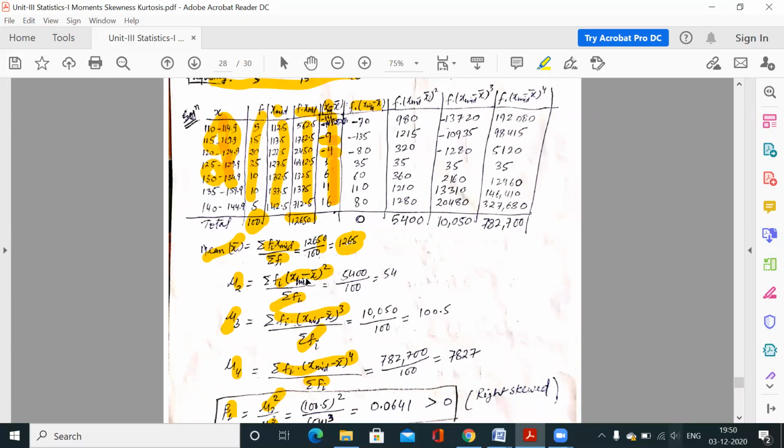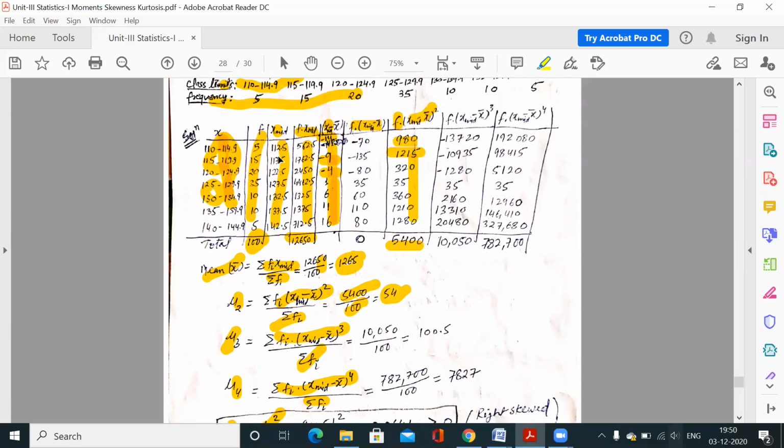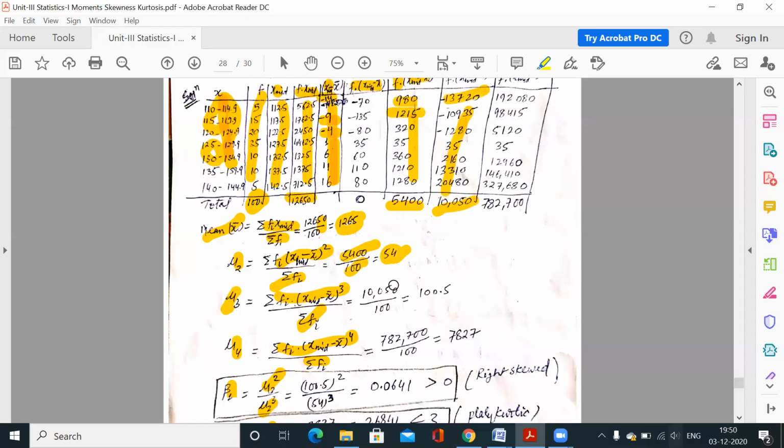Now here for mu2 we need frequency into square of this difference. So 5 into square of minus 14 is 980. 15 into minus 9 square means 15 into 81 is this. Similarly all these, we have to calculate all of these. This is 5400, so 5400 by summation Fi, which is 100, so mu2 is 54. For mu3 we need frequency into cube of this difference. So 5 into cube of this value is this. Like this, all the values, this is the summation. This summation by summation Fi is 100.5.